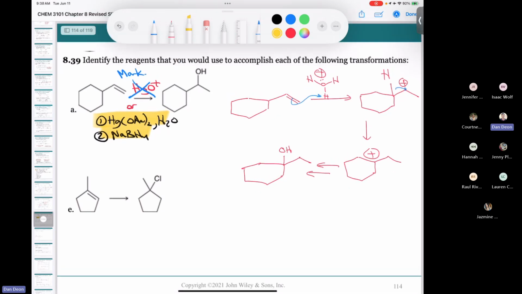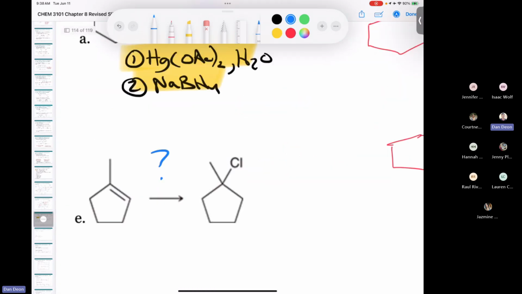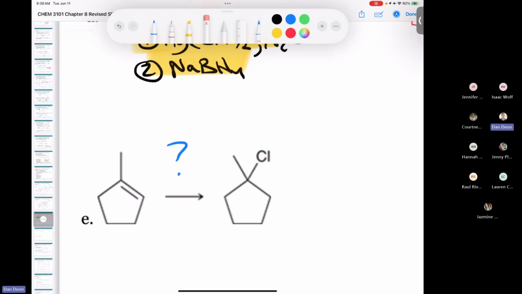Now, what about the next one, 8.39? Could anybody give me the reagents to do this reaction? What would the reagent be that I would need here? Is this a Markovnikov addition or an anti-Markovnikov addition? I mean, what atoms are being added here? Okay, let's take a look.